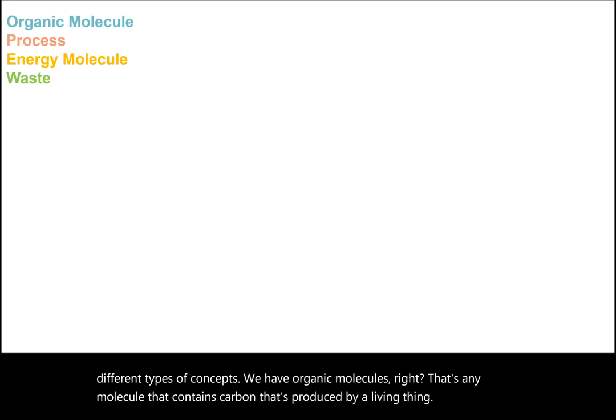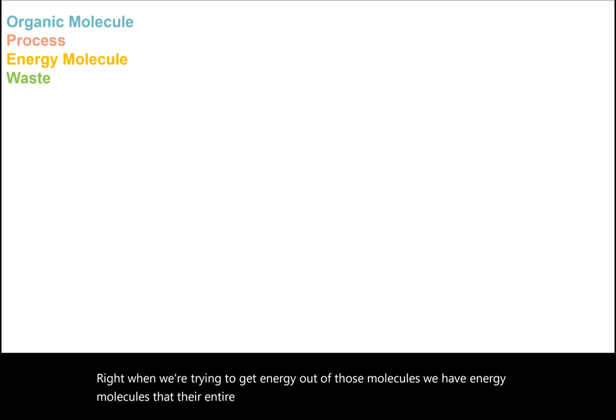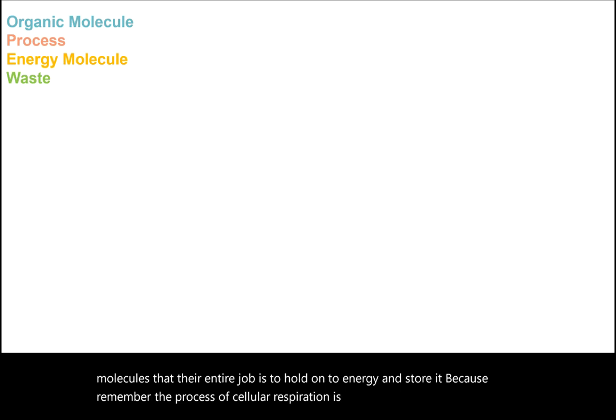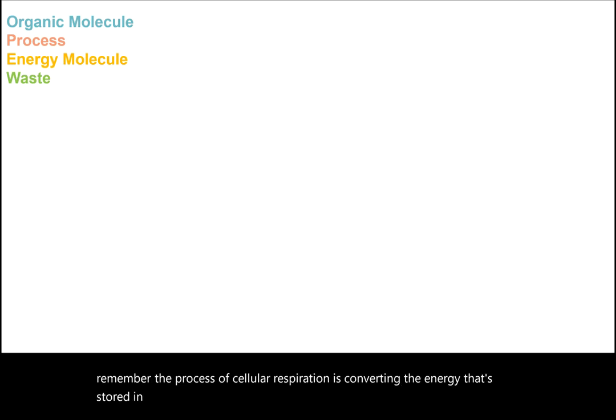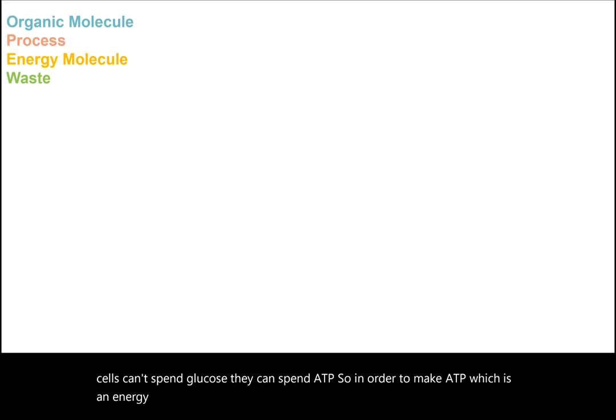We have processes that happen, right, when we're trying to get energy out of those molecules. We have energy molecules whose entire job is to hold on to energy and store it. Because remember, the process of cellular respiration is converting the energy that's stored in glucose into a form of energy that your cells can actually use. Your cells can't spend glucose, they can spend ATP. So, in order to make ATP, which is an energy molecule, we have to break organic molecules to access that energy that's stored in those chemical bonds, because all chemical bonds are is stored energy.